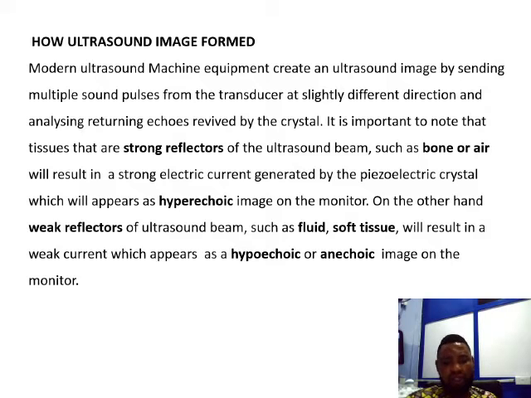On the other hand, a weak reflector of the ultrasound beam, such as fluid and soft tissues, will result in a weak current which appears as a hypoechoic or anechoic image on the monitor. What they are trying to say is that a strong reflector like bone and hair will have a more echogenic appearance, while a weak reflector like soft tissue and fluid will have an anechoic, that is, blank appearance on the monitor.